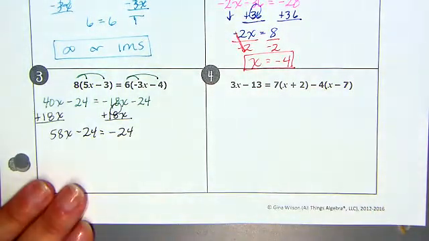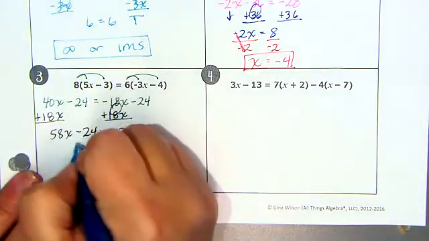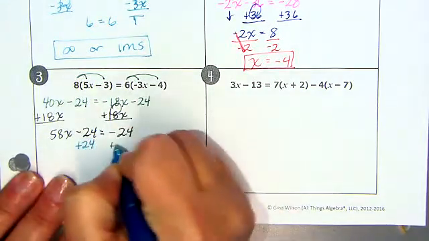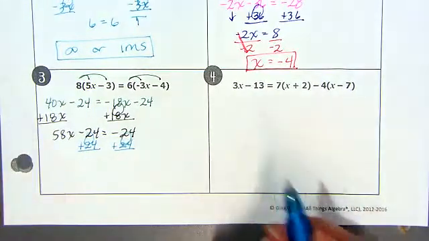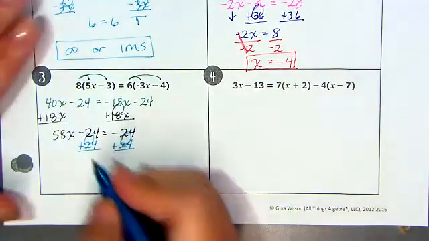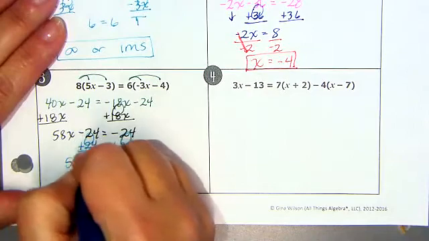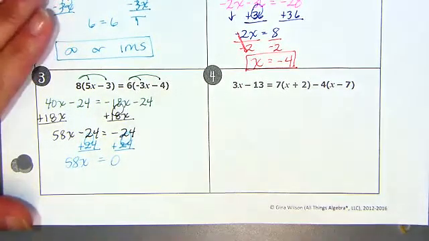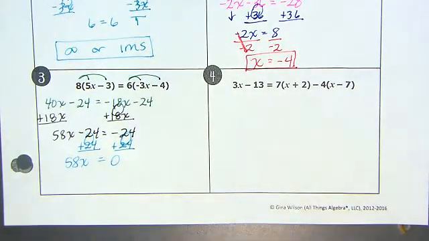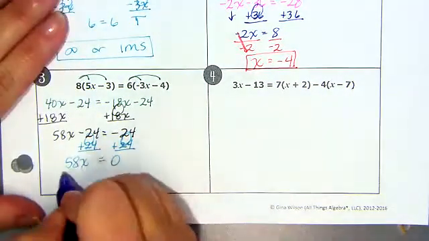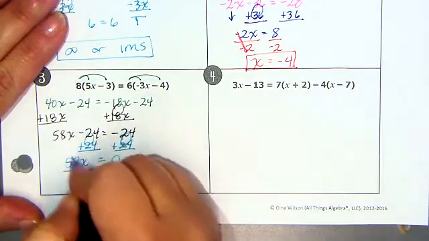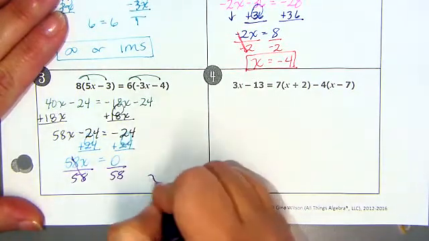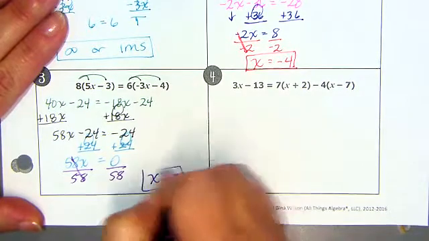Okay, so now we continue. So I'm going to add 24 to both sides. That zeroes out. This zeroes out. That doesn't mean there's not anything over there. This means that it's 58x equals 0. That's okay. This can happen. Divide by 58. This cancels, and we have that x equals 0.